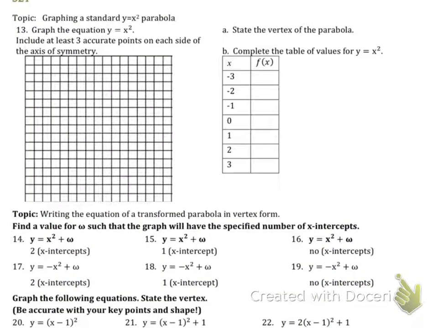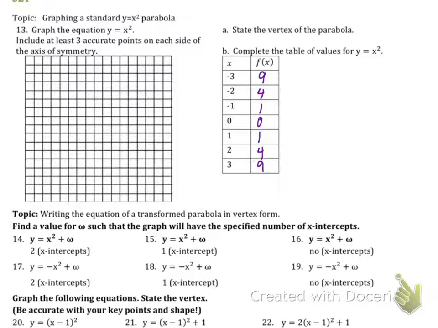Next up, for number 13, we are graphing the equation y equals x squared. So the first thing is I'm actually going to jump ahead a little bit, and complete the table, because the table, I think, really helps us understand what's happening. So for part 13b, we can take that -3 and plug it in for x, and when we square it, we get a positive 9. -2 gets me a positive 4, a 1, a 0, a 1, a 4, and a 9. So just taking each of those numbers and squaring them.